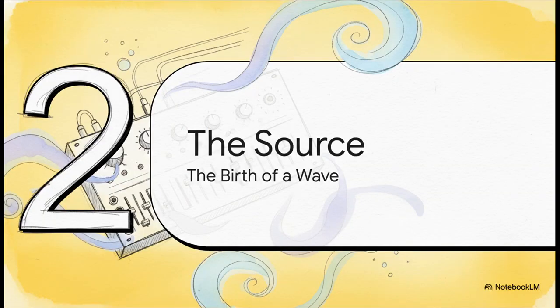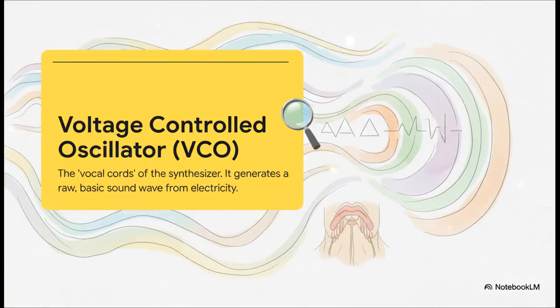Okay, perfect. Now that we've got the lay of the land, let's build a sound completely from scratch. We're going to start at the very beginning of that signal path. So where does the sound actually come from? It all starts right here with the Voltage Controlled Oscillator, or VCO for short. This is the absolute source. You can basically think of it as the vocal cords of the synthesizer. It just takes a steady stream of electricity and starts vibrating, creating this raw, continuous, and really basic tone.